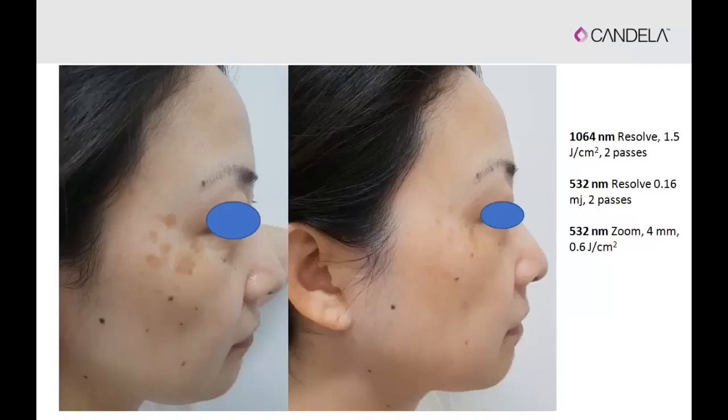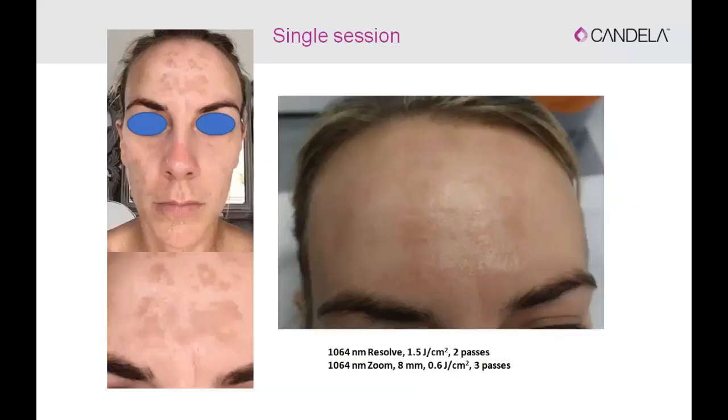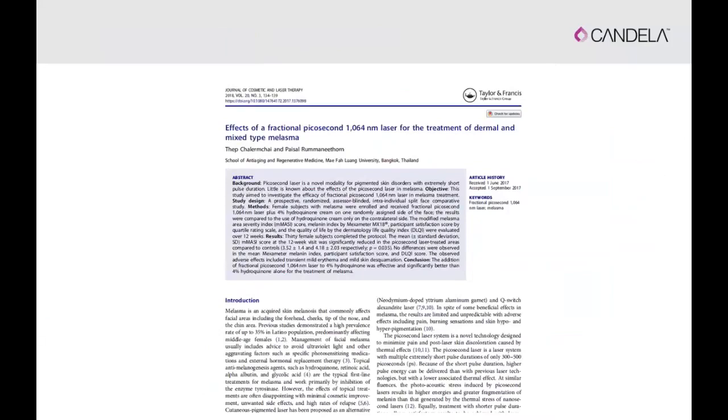In this case, this is one of my patients. So again, Resolve handpiece first, and I used lower fluence 532 as well because she has predominance of epidermal pigmentation, and then small spot Zoom to treat the individual epidermal lesions. Here, one single session of melasma again. With melasma, my approach is 1064 Resolve, lower fluences, number of passes, followed by large spot Zoom, 1064, low fluence, multiple passes, and mild erythema is the clinical endpoint.